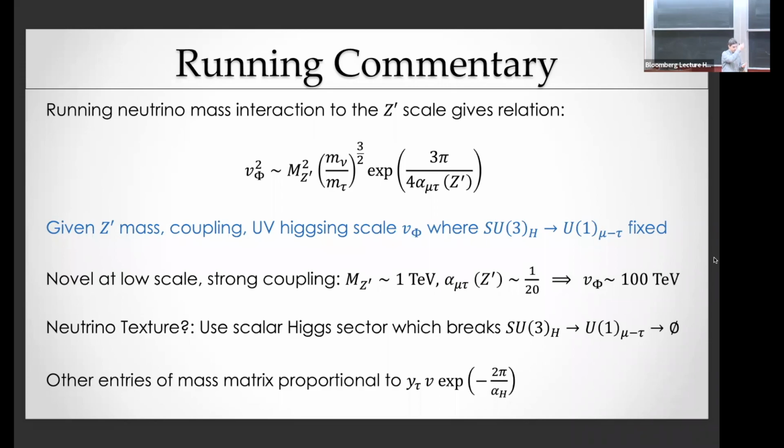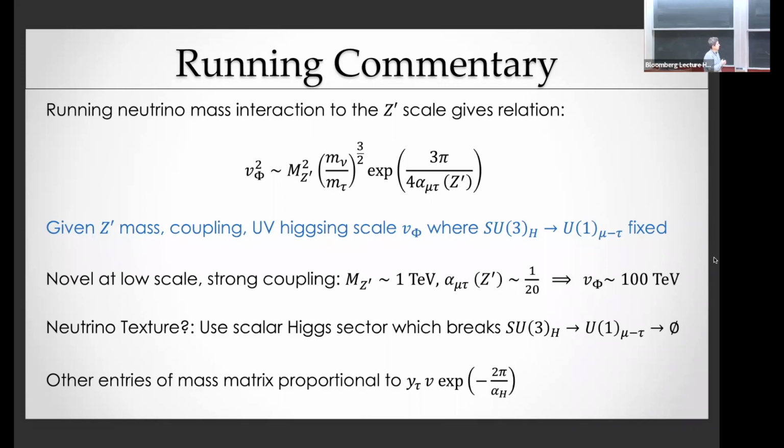I only told you about an overall scale in the neutrino mass matrix, but I didn't tell you how to Higgs. I didn't tell you anything about this Higgsing sector that takes you from SU(3)_H to U(1)_{B-L}, and then back down to the Standard Model. And that pattern of Higgs fields, in fact, people in neutrino physics have used those kinds of Higgs fields to generate any texture that you like, or at least a broad class of textures.